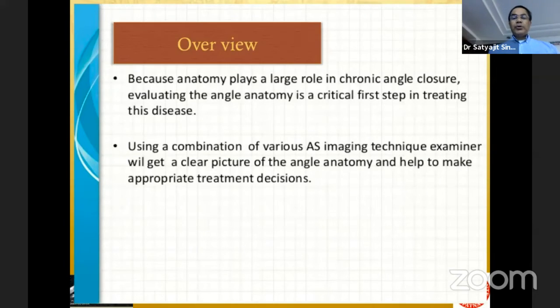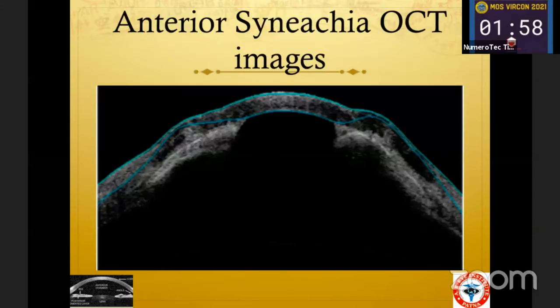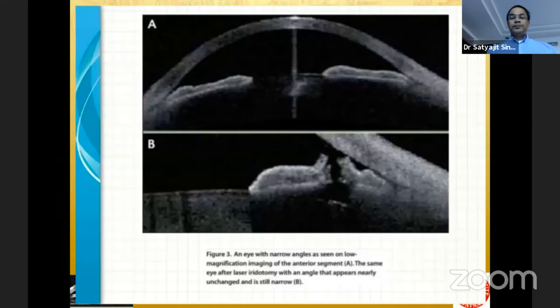Because the anatomy plays a large role in chronic angle closure, evaluating the angle anatomy is a critical first step in treating this disease. Using a combination of various anterior segment imaging techniques, the examiner will get a clear picture of the angle anatomy, and it helps make the appropriate treatment decisions. So here you can see the picture of the angle, which is very well seen by the OCT. This is a picture of the anterior synechiae. This is a picture when you do a laser iridotomy. You can actually see whether it's patent or not.